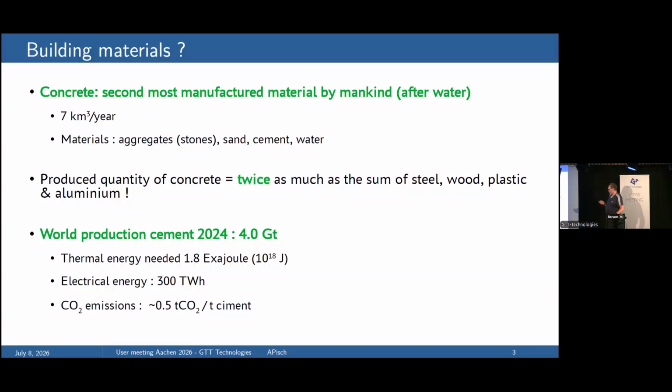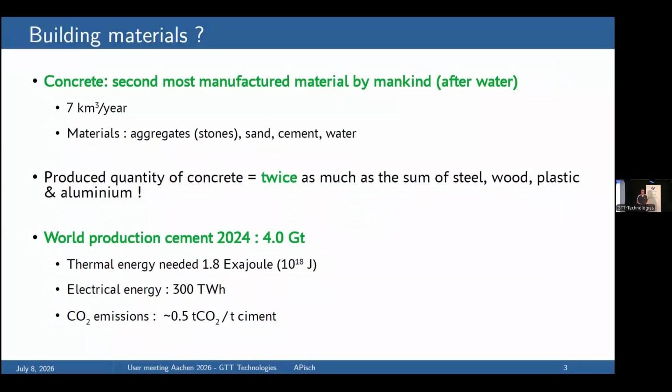And just to give you a few numbers, the thermal energy you need is 1.8 exajoule, which is 10 to the 18th joule. The electrical energy for just producing the cement is 300 terawatt hours, which is the annual consumption of a country like the UK or Italy. And the dark point is the CO2 emissions. For roughly 1 ton of cement, you have half a ton of CO2 going into the atmosphere.